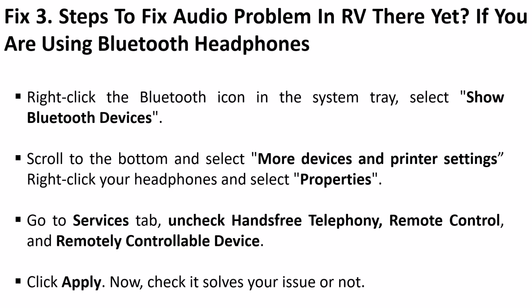Fix 3, steps to fix audio problem in Are We There Yet game if you are using a Bluetooth headphone. So if you are using a Bluetooth headphone, then here follow the steps. Right click the Bluetooth icon in the system tray, select show Bluetooth devices, scroll to the bottom and select more devices and printer settings. Right click your headphones and then select properties.